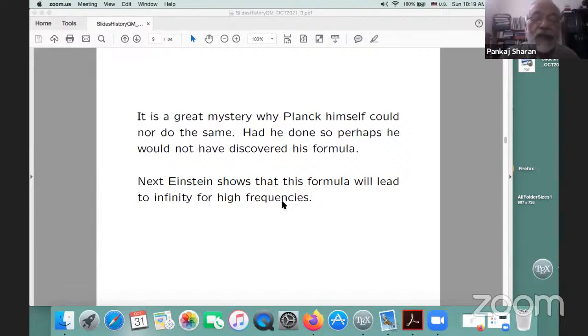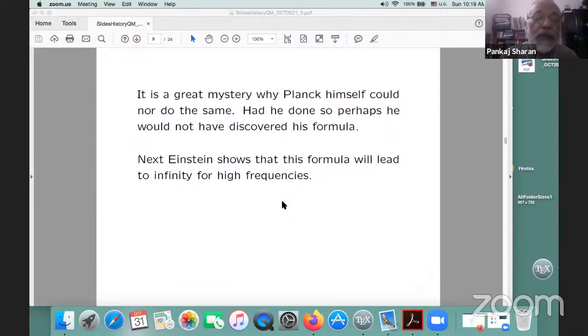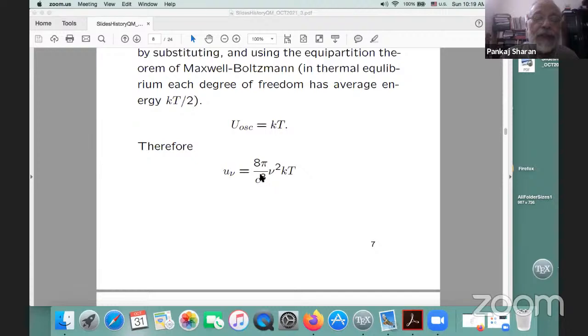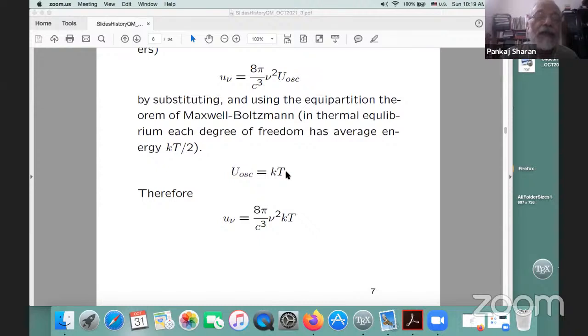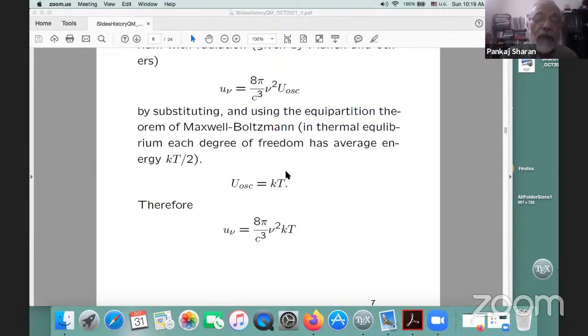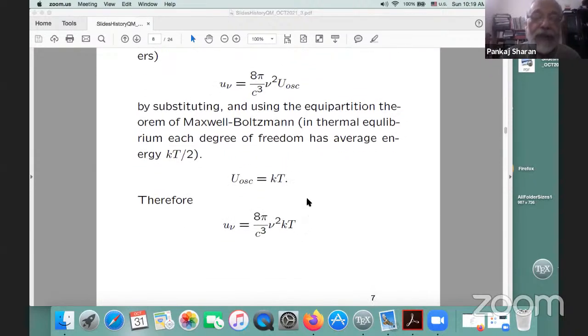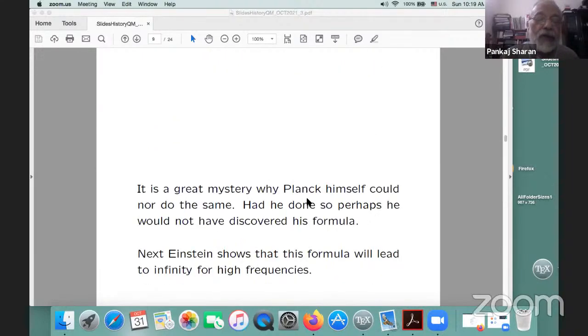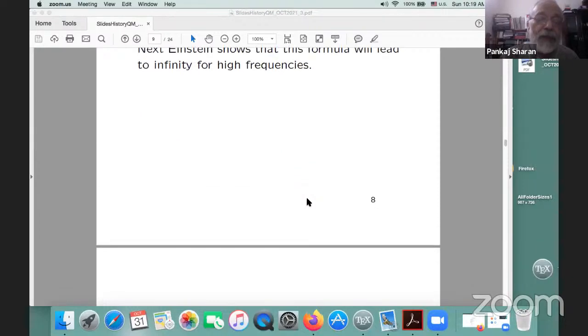Einstein then next shows that this formula will lead to infinity at high frequency. That is also a no-brainer. Anybody can see this, that if you allow nu to go to high values, if you integrate it all, the whole energy will be infinity because there is nothing to dampen it, unlike Wien's formula, where there is an exponential of minus h nu by kT. So this he also shows in one section of the paper.